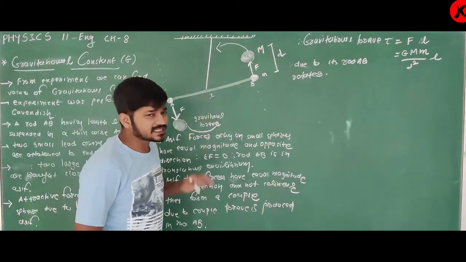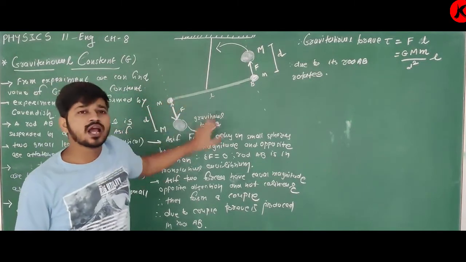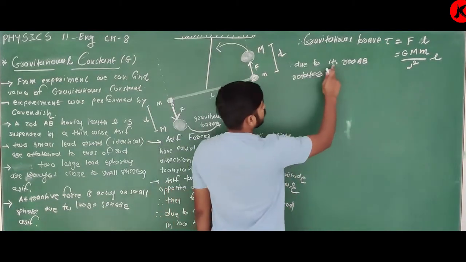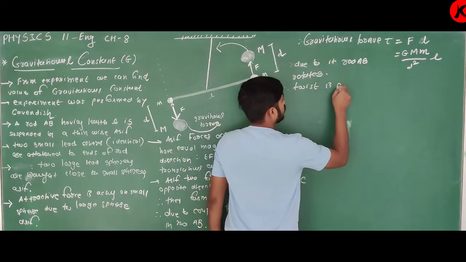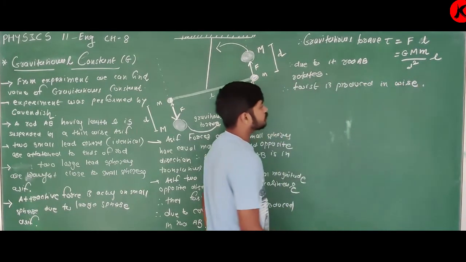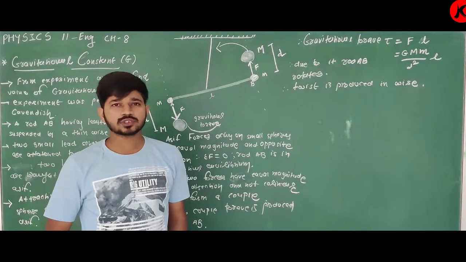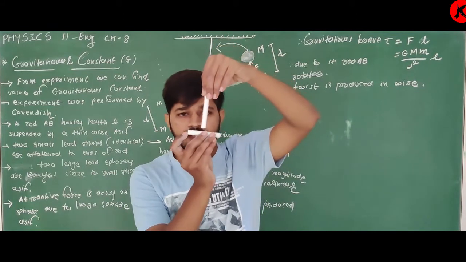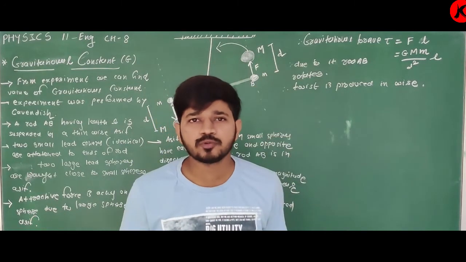So here, in this case, as this rod AB rotates, a twist is produced in the wire, and in the wire a restoring torque is produced. New concept. Now what is restoring torque? See, it is easy. It is a fixed point. This rod AB rotates, so what happens? In this wire, a twist is produced.